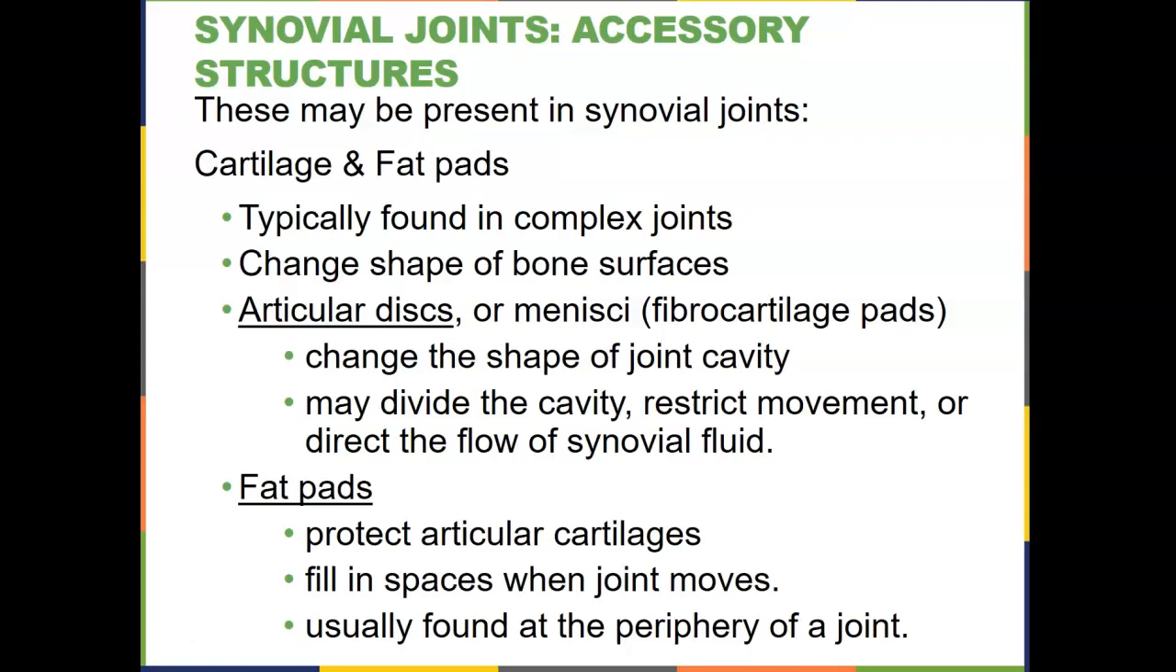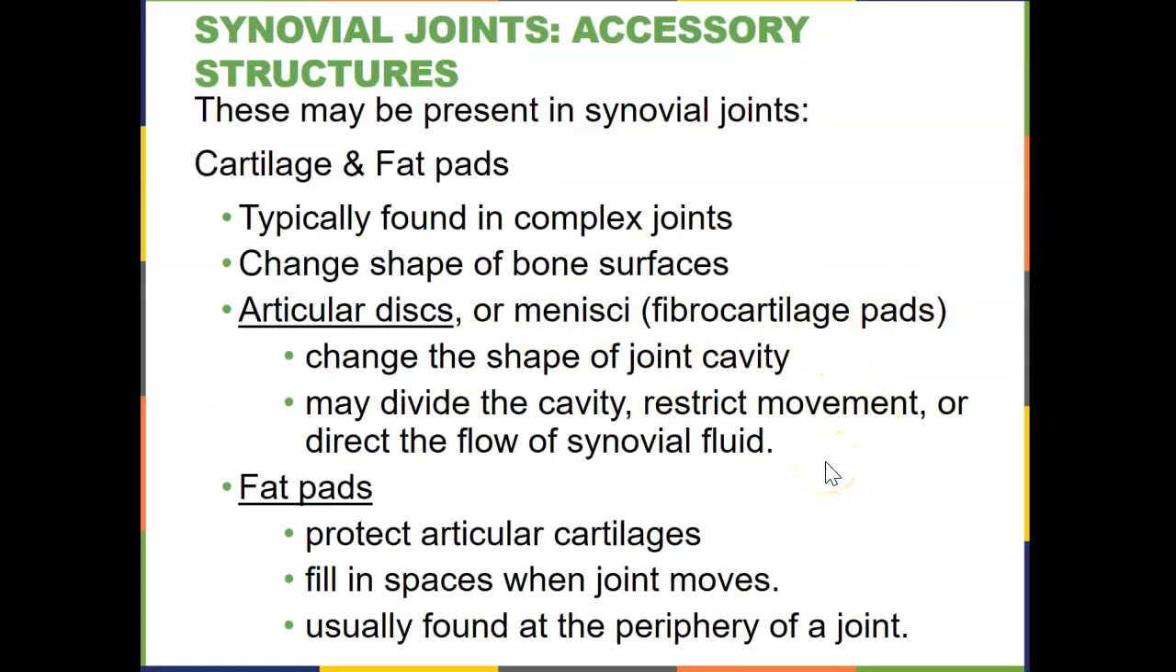There are some simpler joints in your fingers and in your toes, but these are going to be more in your knees, your shoulders, and your elbows. They help the cartilage and the fat pads help the joint change shape and help maintain pressure inside of the synovial capsule. The articular discs, or the meniscus, are fibrocartilage pads. They, again, are part of the shape of the joint cavity.